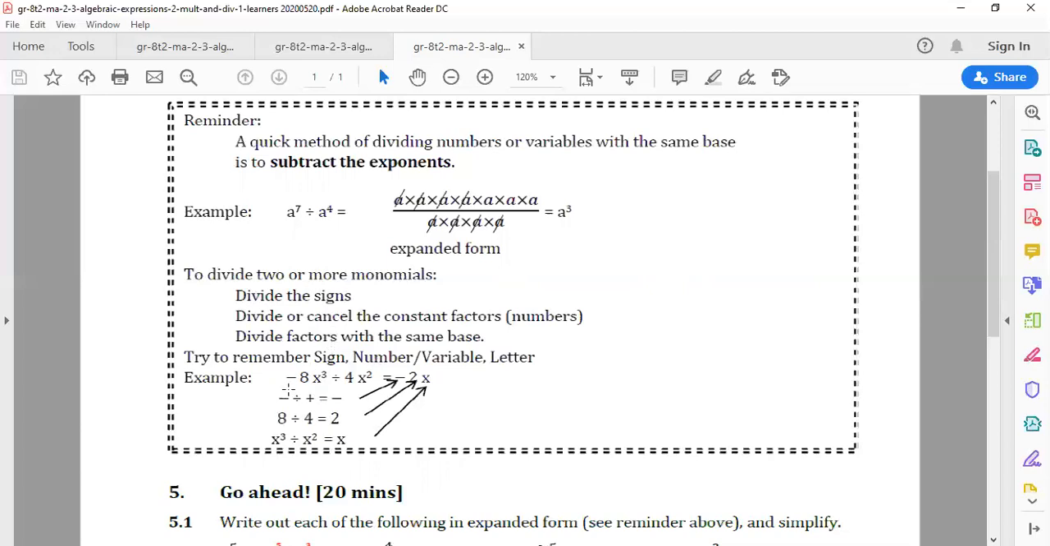The following example, negative 8x cubed divided by 4x squared. The solution here is given, negative 2x. But how do you get to negative 2x? First step, negative divided by a positive is negative. Then you have x cubed divided by x squared is just x. And 8 divided by 4 is 2. Hence, your answer is negative 2x.